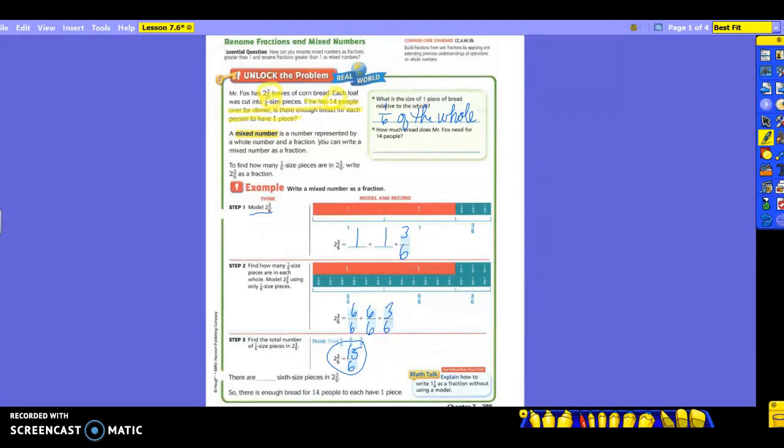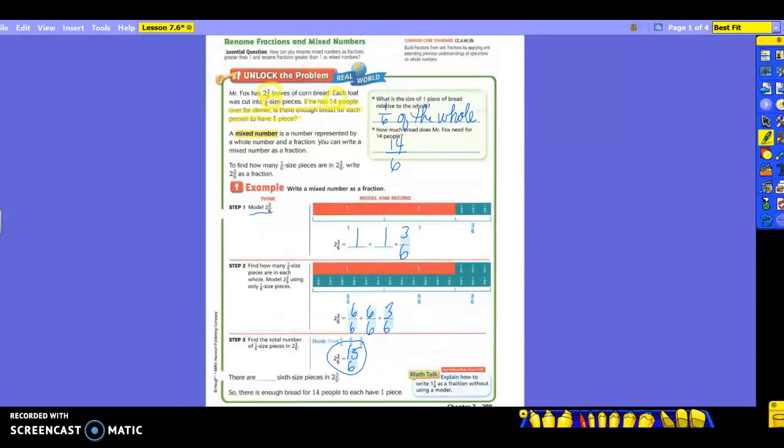How much bread does Mr. Fox need for 14 people if we're in 6? He would need 14/6, yes? So you're going to write 14/6. You could also have said 14/6 size pieces. Same thing, right? That's a lot easier to write out than it is to say 14/6 size pieces. You can just say 14/6.